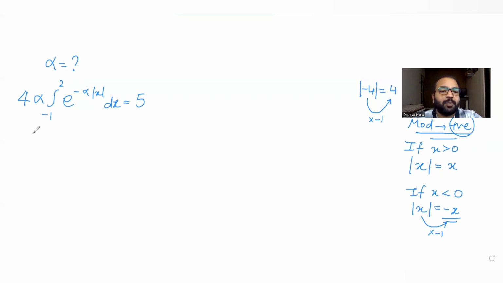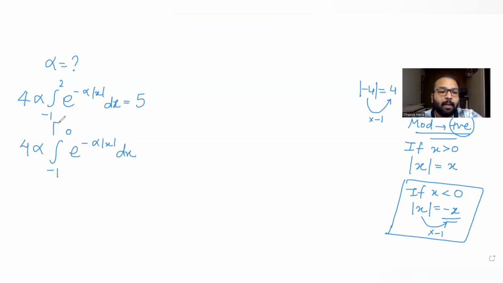So if you see this expression 4 alpha, the limits go from -1 to 2. I'll separate that first because we have -1 to 0 as the values of x for which mod of x will become different, because if x becomes less than 0, mod of x becomes minus x, right? So I'll separate that: e raised to minus alpha mod x dx, plus the remaining limits, I'll write it in a different integral, 0 to 2 e raised to minus alpha mod x dx. That's equal to 5, correct?